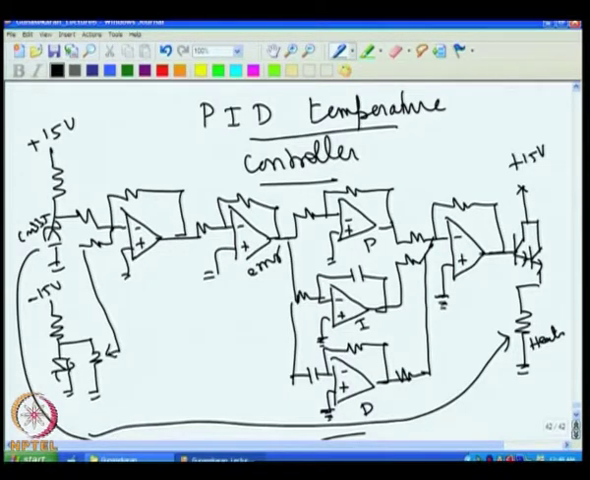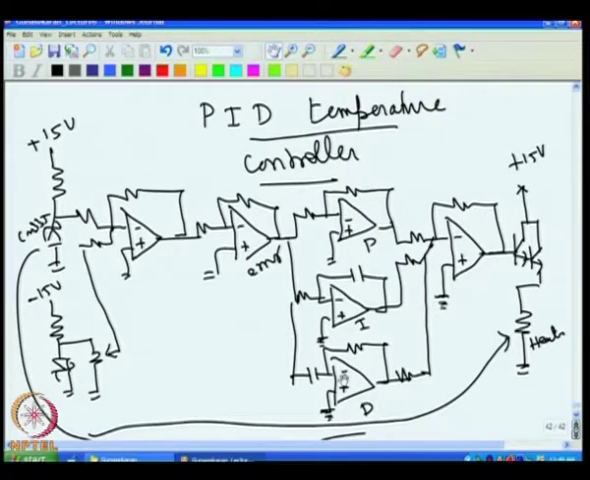So, if we see our earlier discussions, we had a proportional controller wherein we had only this stage and these two were not there. Then we added proportional integral action; that time we had only these two and this was not there. Now, we have added a differentiator stage in addition to this, and then it becomes a PID temperature controller. All these outputs are summed up at this point to produce the net voltage, and that is the one which drives the heater.